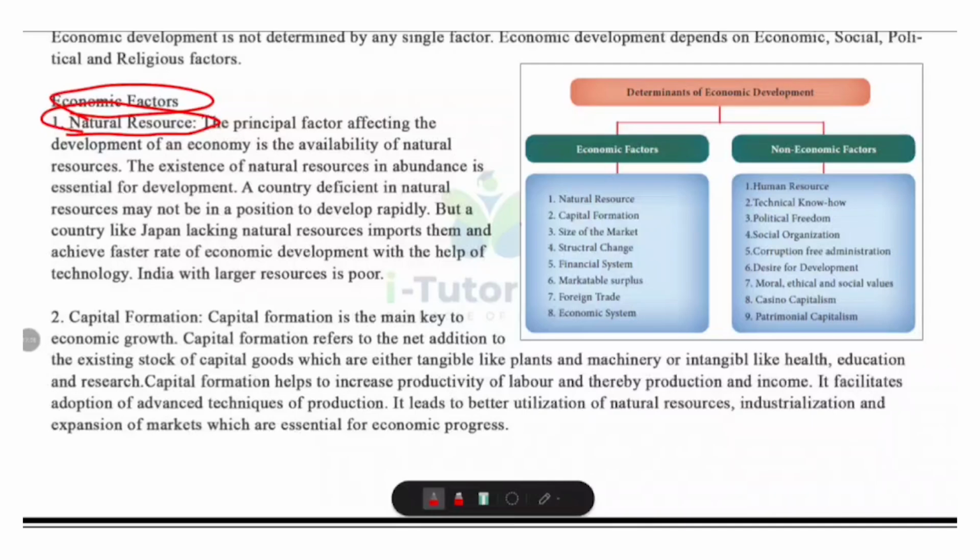Yet it is a highly developed country because it uses technology, human capital and efficient systems. On the other hand, India has abundant natural resources but still faces underdevelopment. Why? Because of poor utilization. So what matters is not just the existence of resources but how effectively they are used.